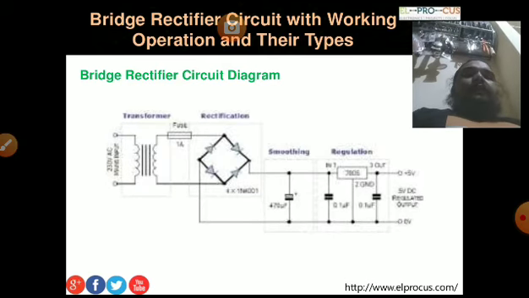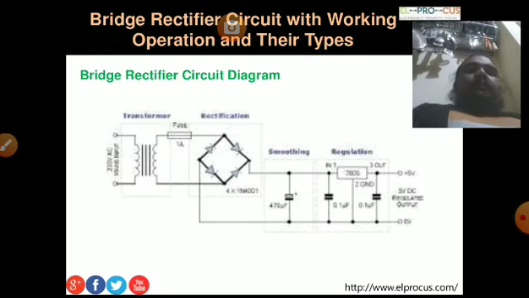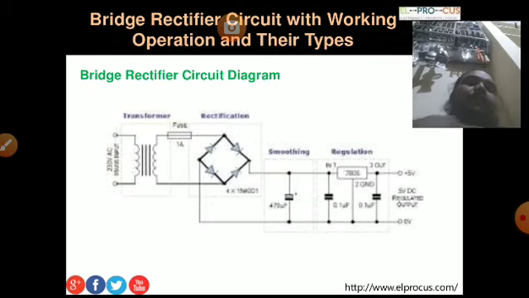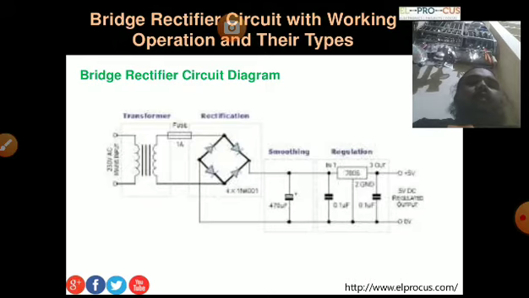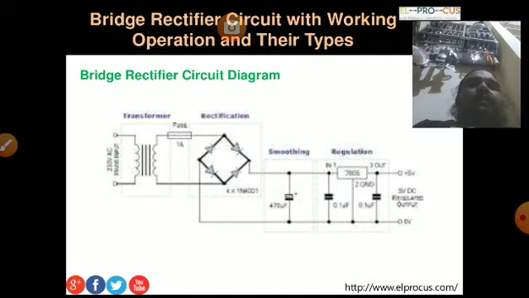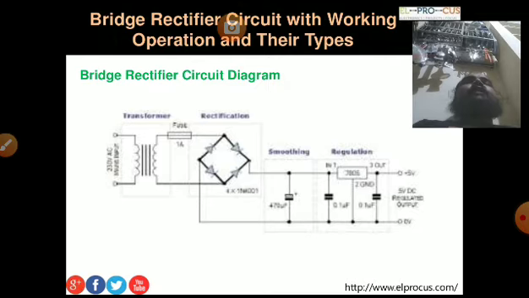The bridge rectifier circuit diagram will be there. R1, R2, R3 are the load resistances of the bridge rectifier, and C1, C2, C3 are the capacitances. In the diagram there are D1, D2, D3, D4, the four PN junction diodes used in the circuit.